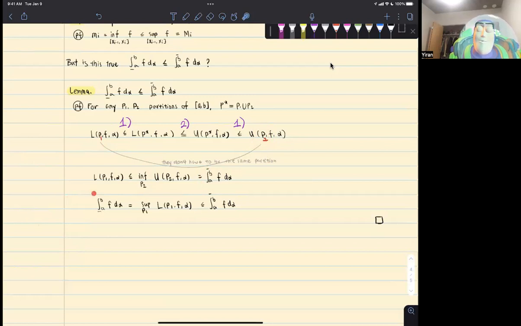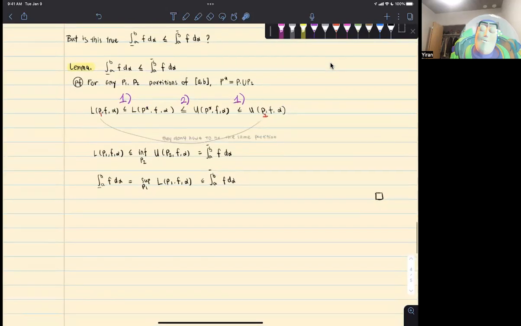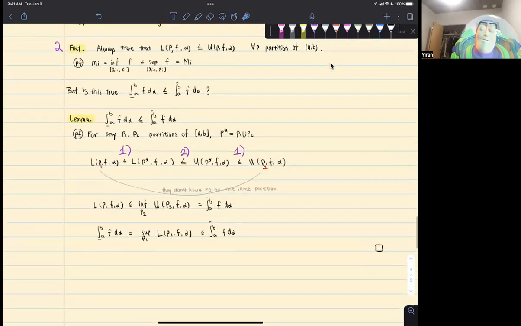So on the left, we have this. On the right hand side, it does not depend on P1, therefore it is just what it is. So it's already done. And therefore, at the end, we obtain this smaller or equal than this, and therefore finish the proof.